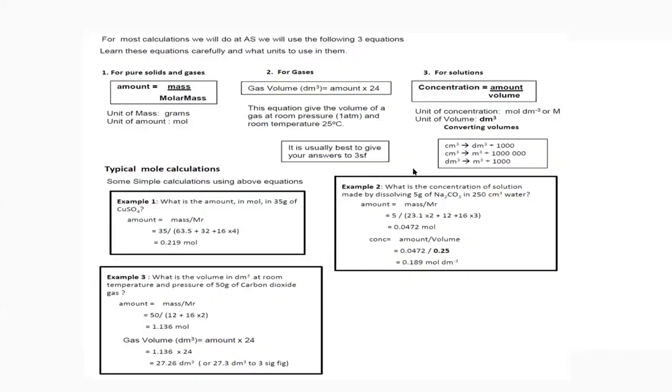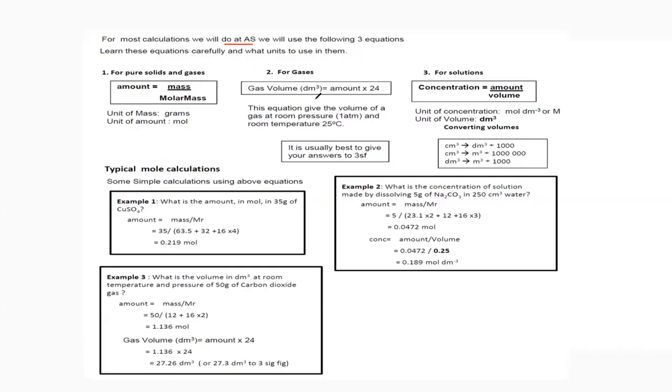Then there are some formulas which we use to calculate the moles depending on the question. For most calculations for AS, we'll use the following three equations. Number one, for pure solids and gases, the formula is amount, or moles, equals mass in gram divided by molar mass. The second formula: volume of a gas in dm cube equals amount, here the term amount means moles, multiplied by 24.